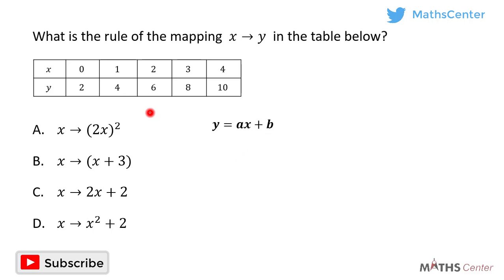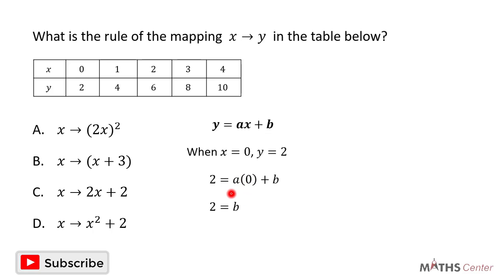So let's do that. I'm going to begin with 0 and 2. So when x is equal to 0, y is equal to 2. I will substitute them into what we have here. y is equal to ax plus b. When x is equal to 0, y is equal to 2, which means that 2 is equal to a times x, which is 0, plus b. A times 0 will give us 0. So it means that 2 is equal to b, or b is equal to 2. So we have been able to find the value of b here, which is 2. So our rule is now y is equal to ax plus 2.